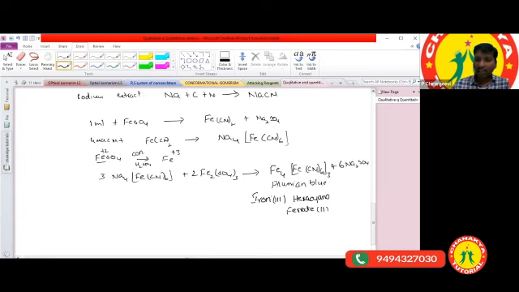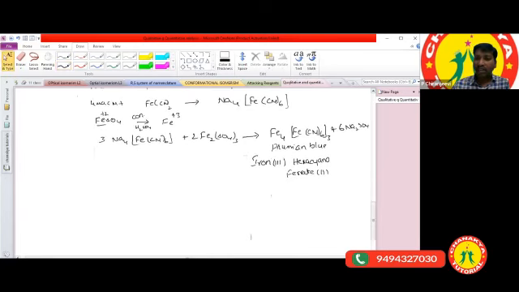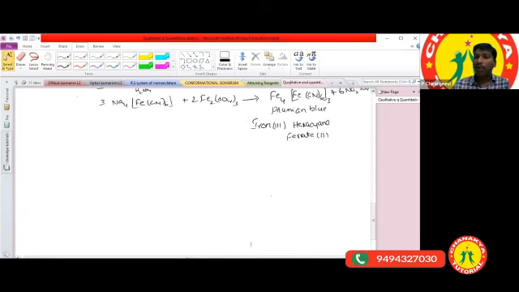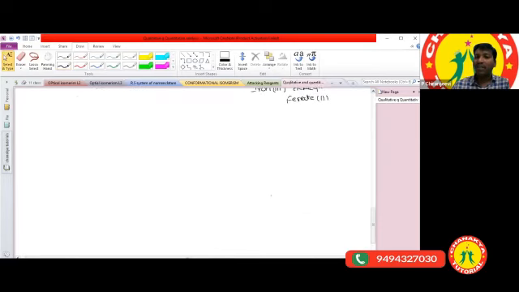Next, we'll go for another test: detection of sulfur. How are we going to identify the sulfur in a given organic compound?